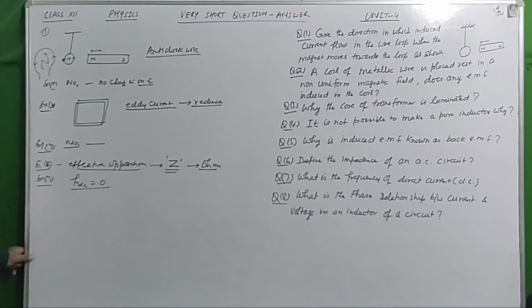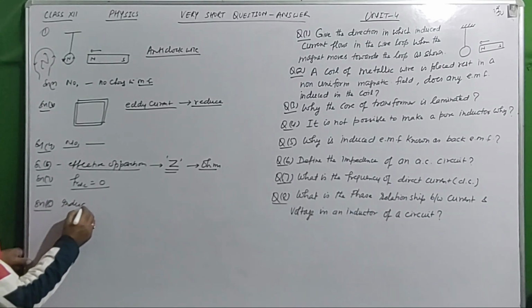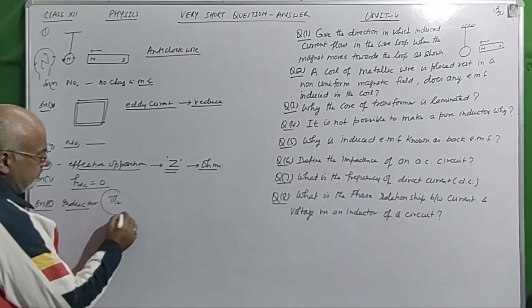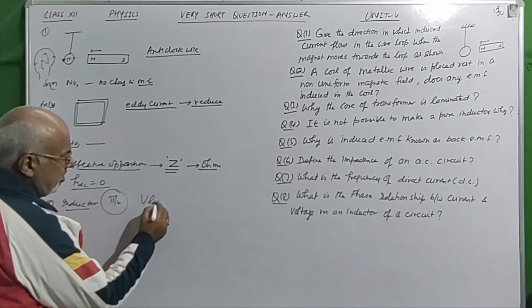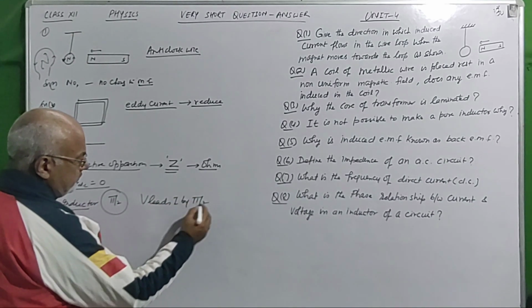What is the phase relationship between the current and voltage in an inductor in the circuit? We are talking about an inductor. In an inductor, the phase difference is pi by 2, meaning voltage V leads I by pi by 2.